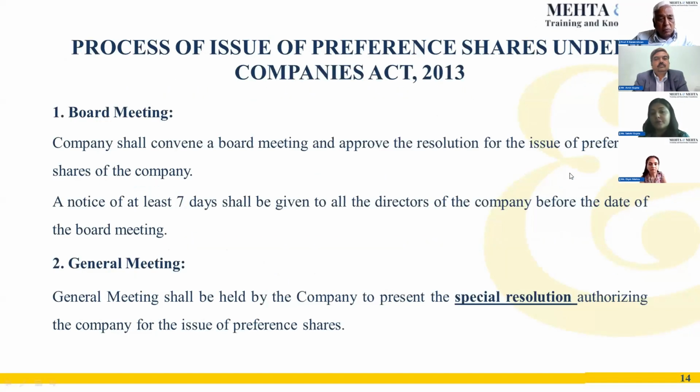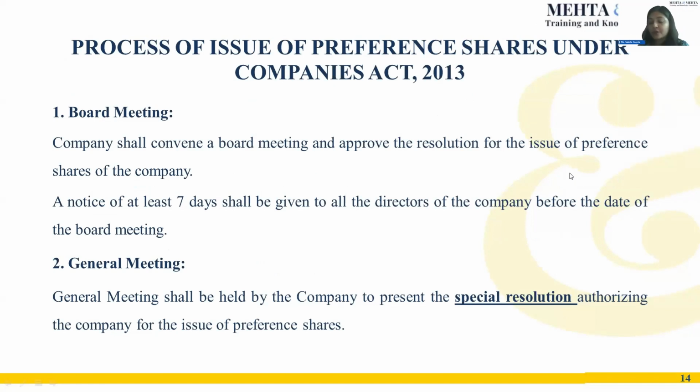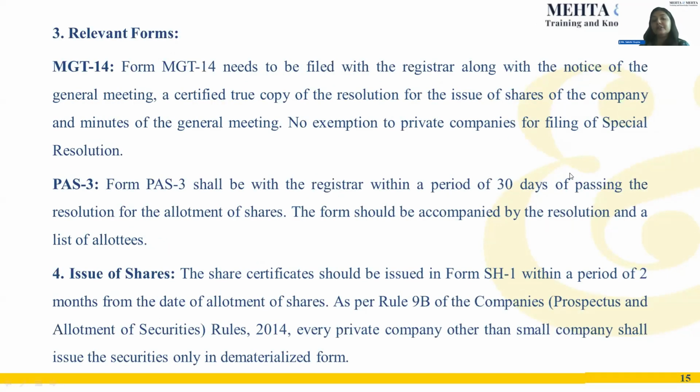So the whole process of preference shares under the Companies Act would include that first, a board meeting is required to be held by the company for issuing the preference shares, and a 7 days notice to the directors needs to be given. Then a general meeting will be held wherein a special resolution for the issue of preference shares shall be passed by the shareholders. After that, Form MGT 14 needs to be filed regarding the notice and the resolution of the general meeting. Here we need to pay attention that through an MCA circular, private limited companies are exempted from filing Form MGT 14. However, there is no exemption from filing the special resolution in Form MGT 14. So all the companies are required to file Form MGT 14. Then PAS 3 shall be filed for the allotment of the shares, and then the shares should be issued.